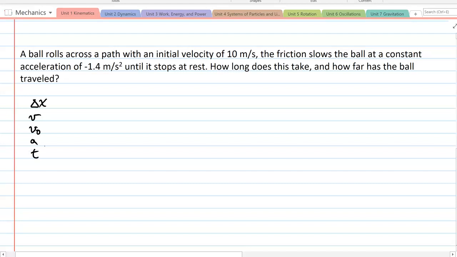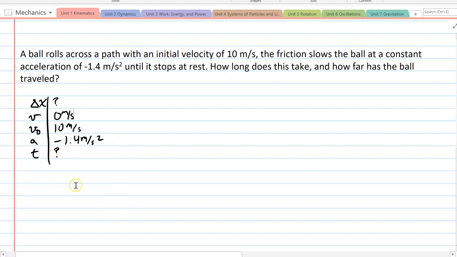Right? How long does this take? We don't know this, right? So it's a question mark. We don't know how far it traveled. We do know its initial velocity is 10 meters per second, and we know it's slowing down at a rate of 1.4. And then something that a lot of people have a hard time finding is whenever they say rest, right? Rest is always 0 meters per second. So we found 3, right? We found 3, so that means we can solve for the rest.